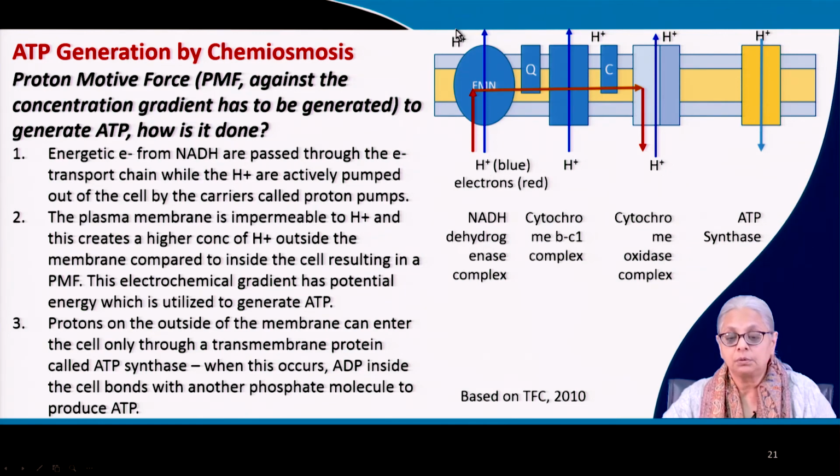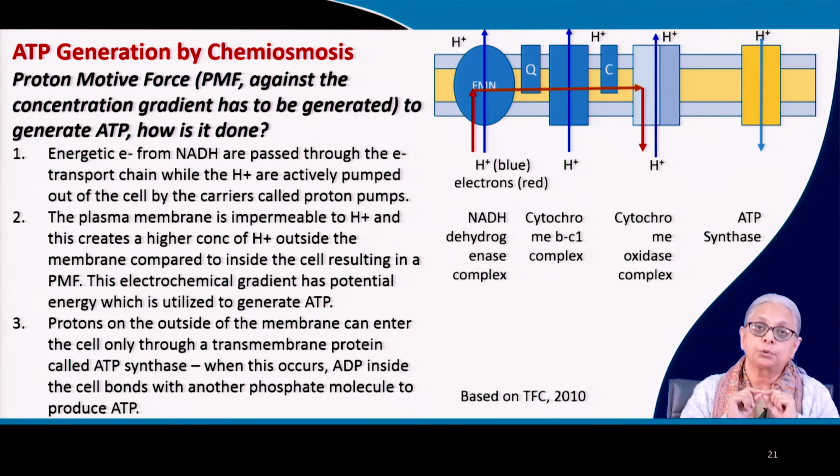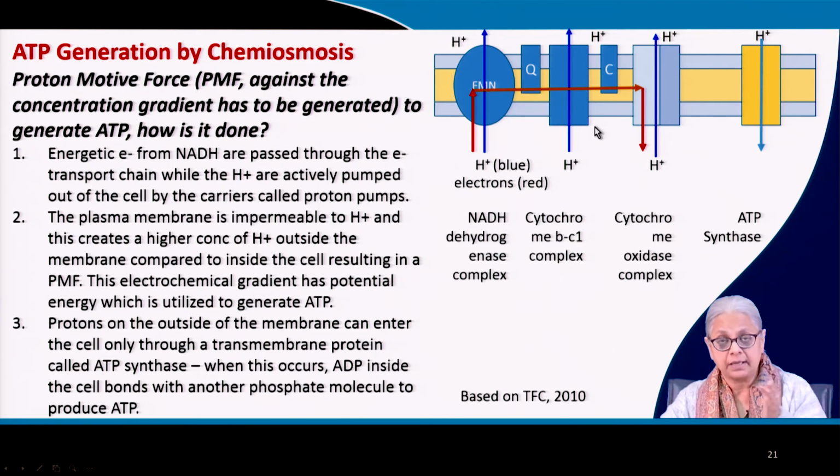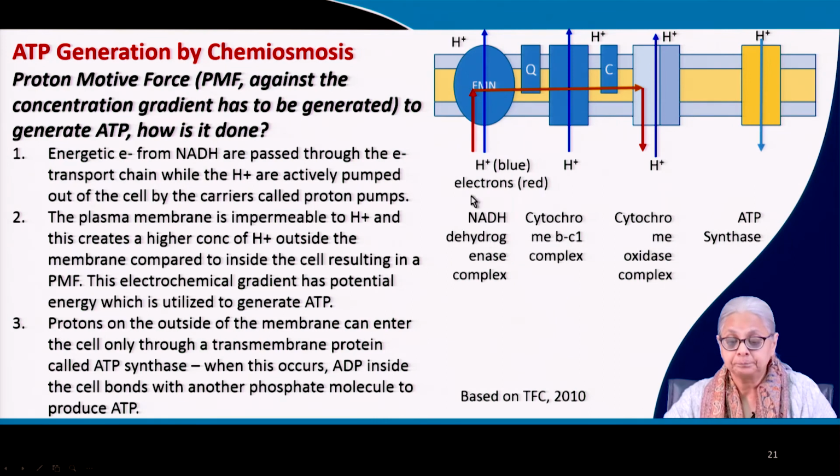So you can see in all three cases, protons are being pumped out, and that will give you a higher concentration of protons at the outside rather than the inside of the cell. Where are the electrons? The electrons are together with the protons here, and as the protons are being pumped out, the electrons are passing from one complex to the other in the electron transport chain. I'm not going to go into any details, we will come to them later.